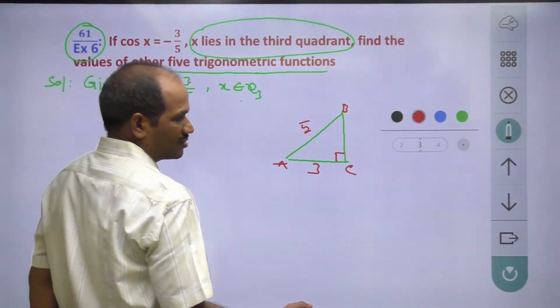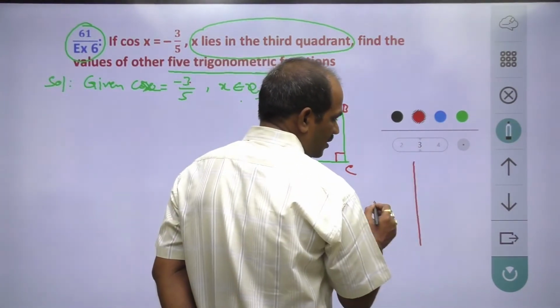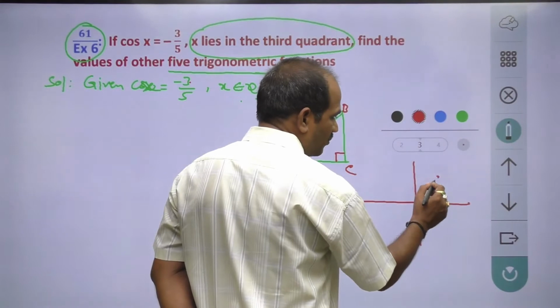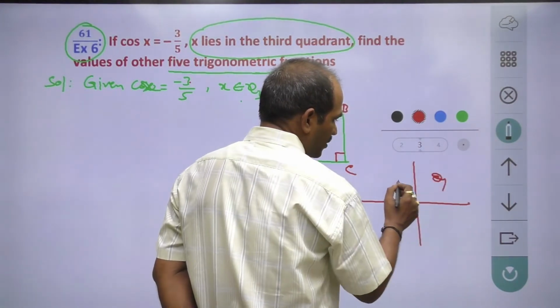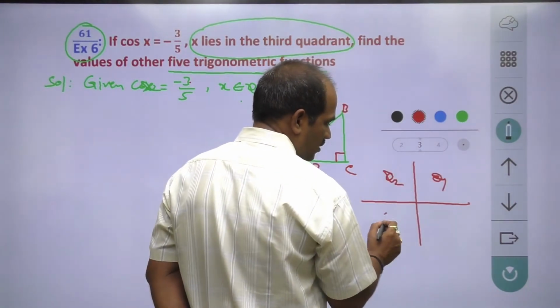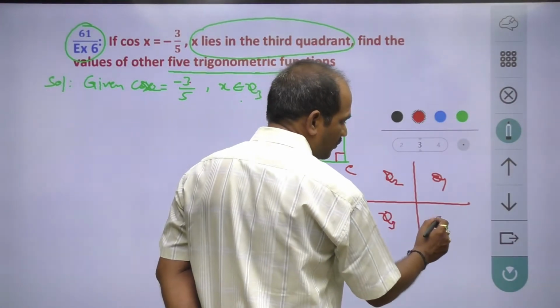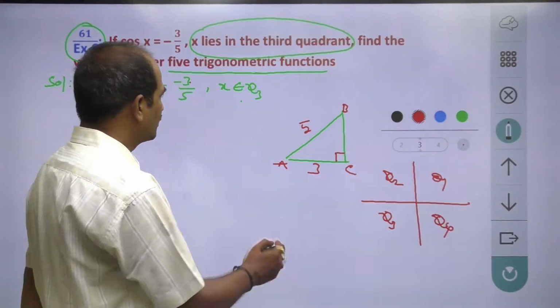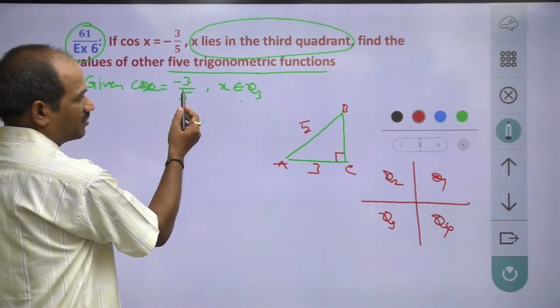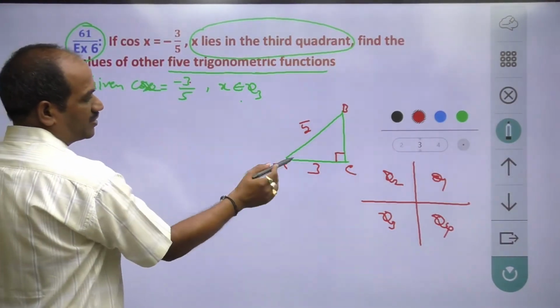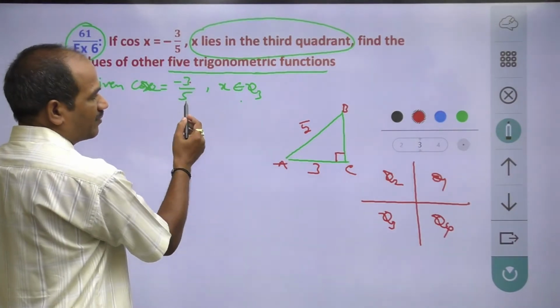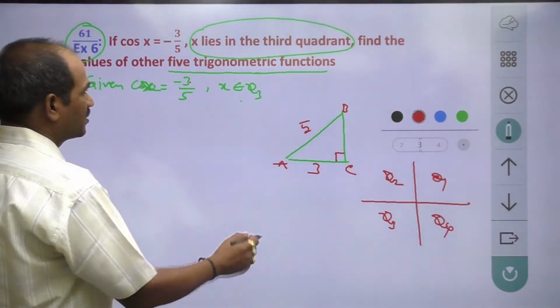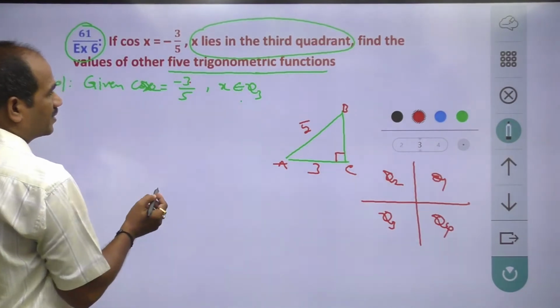Here x lies in the third quadrant. This is Q1, this is Q2, this is Q3, this is Q4. In the third quadrant cos x is negative, so the minus sign comes here. Don't take minus again; cos x is adjacent side by hypotenuse, that is 3 by 5 only. Next, the other 5 trigonometric functions.